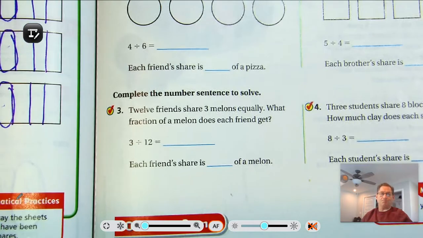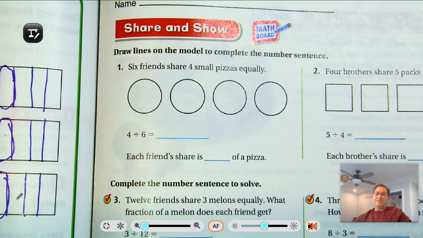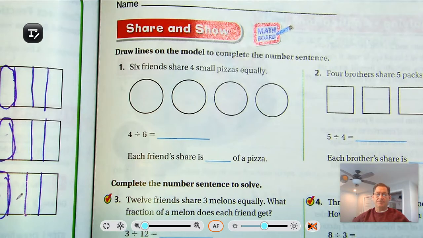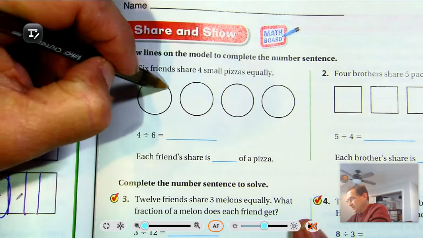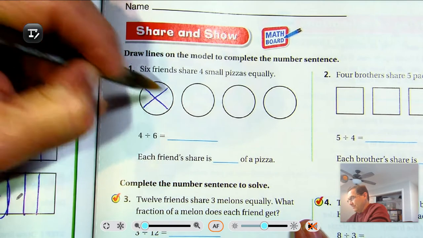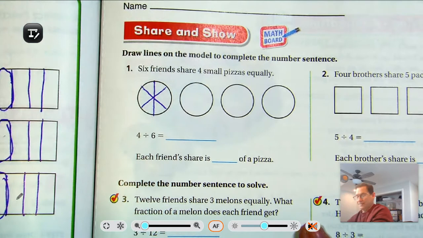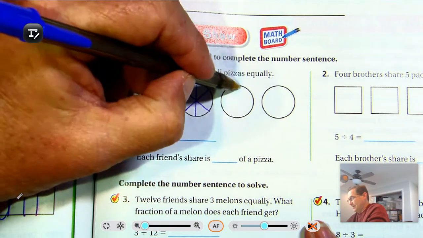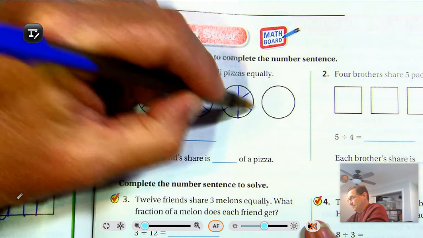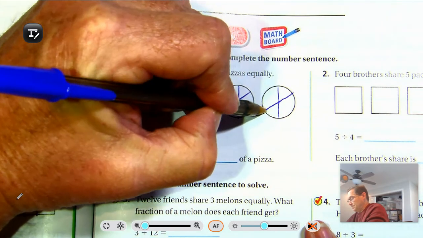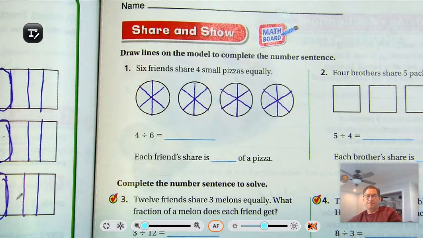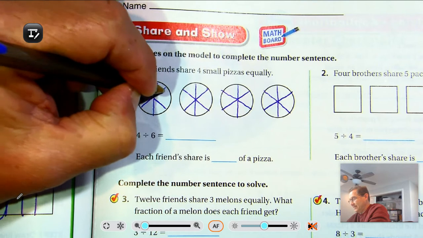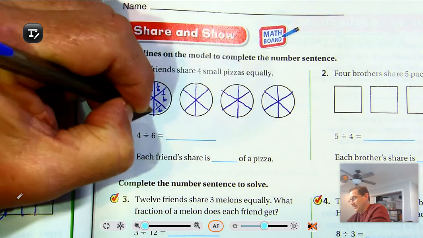Number 1. Draw lines on the model to complete the number sentence. So we have 4 circles. These are 4 small pizzas, and 6 friends are going to share those pizzas. Okay, we're going to cut each pizza into 6 slices. All right, and so each pizza has been broken into 1/6 size pizza slices.